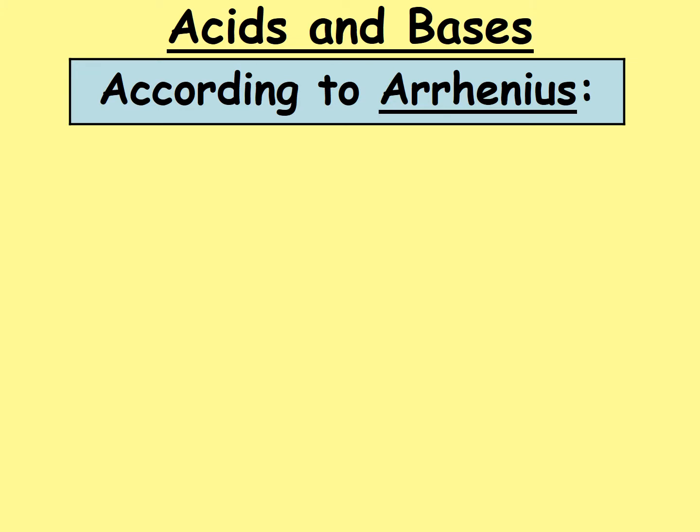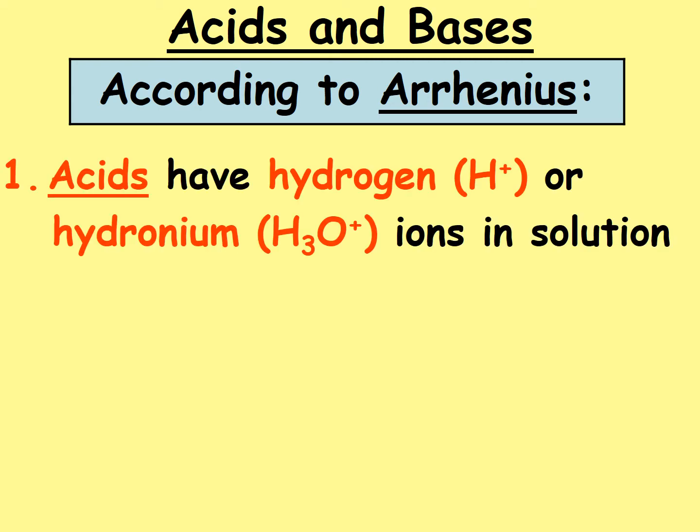So there's basically three ways that we look at in order to define what an acid or a base is. And there are a few different people that are involved in this. The first one we're going to really look at today is Arrhenius. According to Arrhenius, acids are defined as having hydrogen or hydronium ions in their solution. So you're going to look for compounds in the solution that have a hydrogen ion or hydronium ion in a solution.